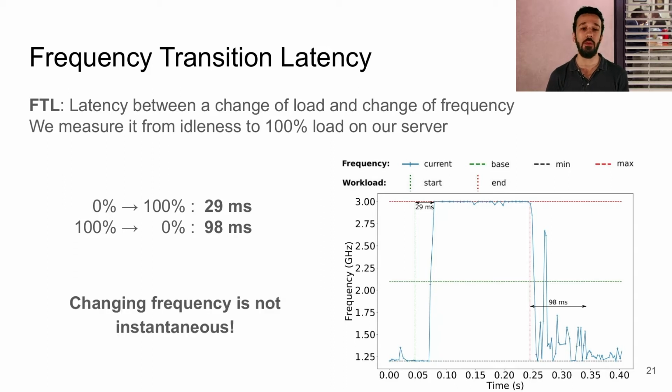Changing the frequency of a CPU is not instantaneous. This means that a task starting on an idle core must wait 29 milliseconds before being able to fully utilize the CPU. And if the task completes in less than 29 milliseconds, it will have never run at full speed. And indeed, on the previously shown traces, lots of tasks complete their work in less than 30 milliseconds.